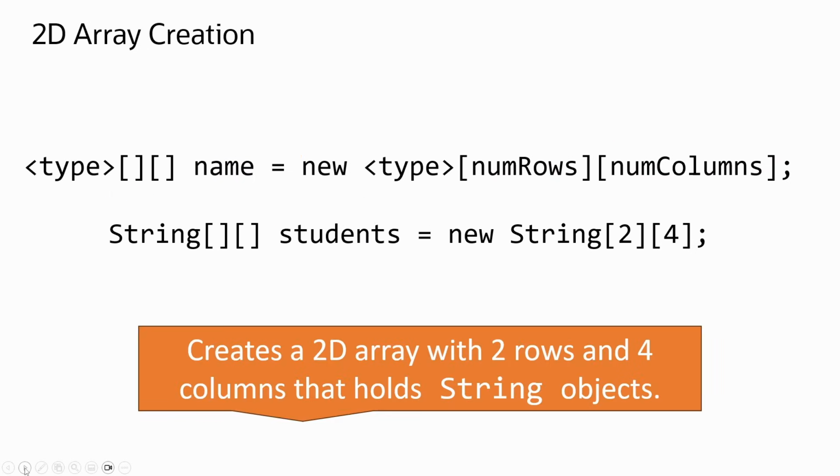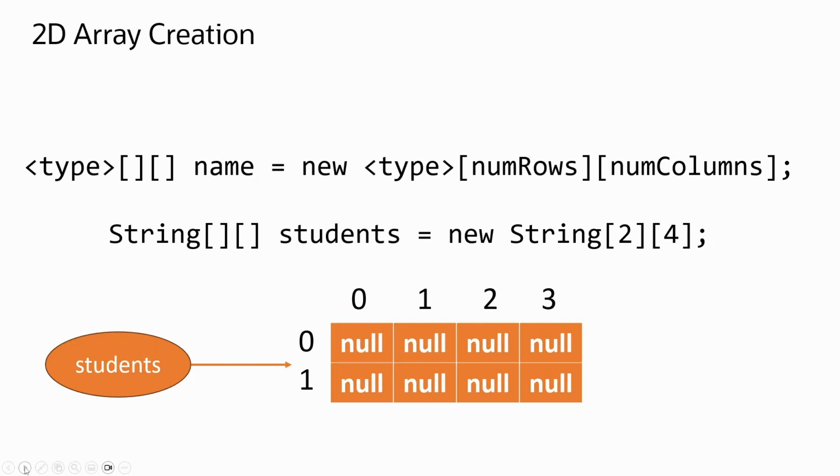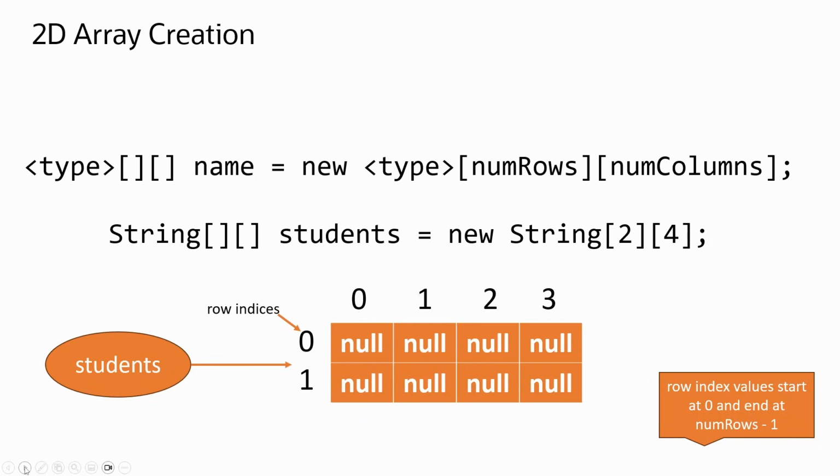For example, String[][] students = new String[2][4] creates a two-dimensional array with 2 rows and 4 columns that will hold string objects. We illustrate this with students referencing this two-dimensional structure that contains 2 rows and 4 columns, all with the value null. On the left, you see the row indices 0 and 1.